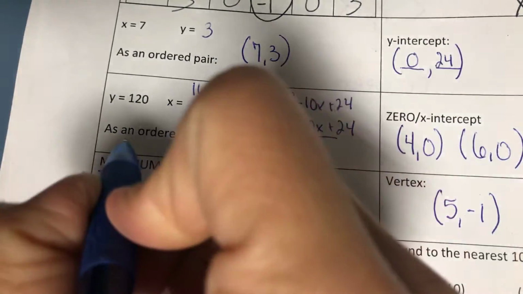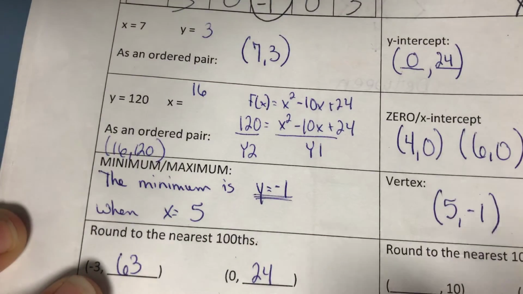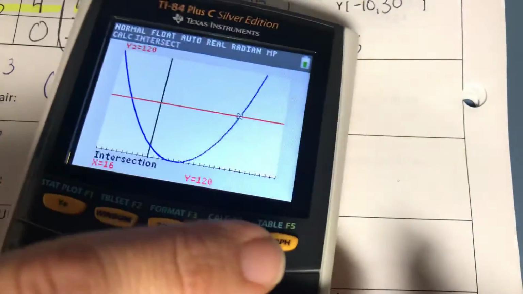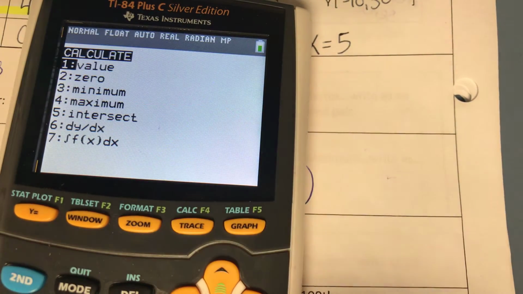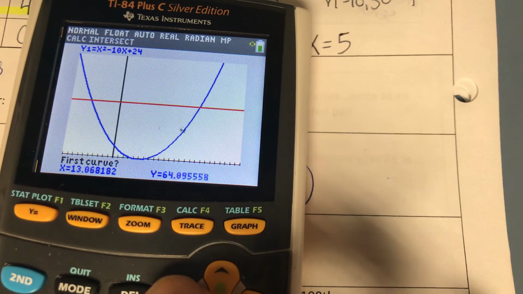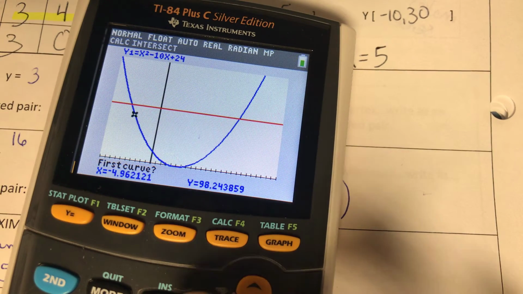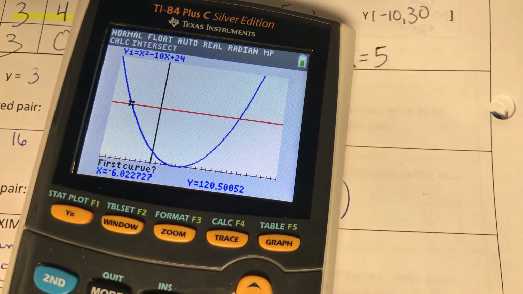So where are we? One of the answers is 16, but I'm going to write it as an ordered pair, so 16 and 120. And then I'm going to do this again. I'm going to press second trace, choose the 5th option. This time I'm going to move my cursor over to the other one, so it might take a little while longer. I'll put it right where I think it is, and then I'm going to hit enter 3 times. 1, 2, 3.